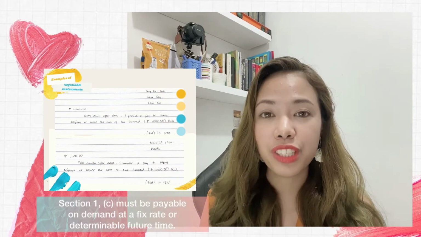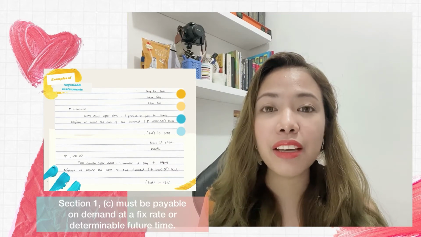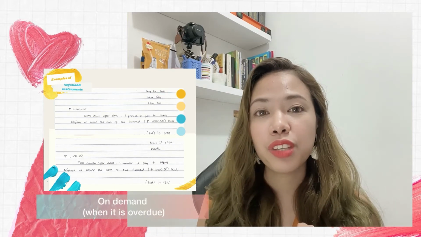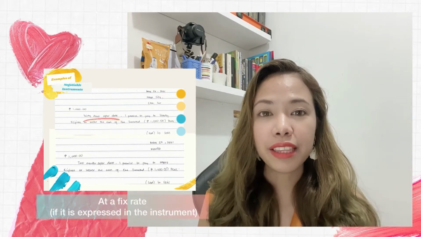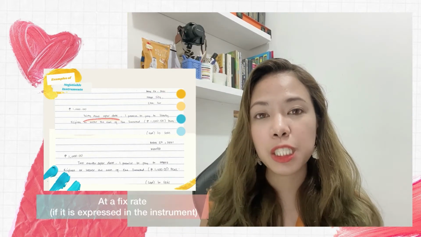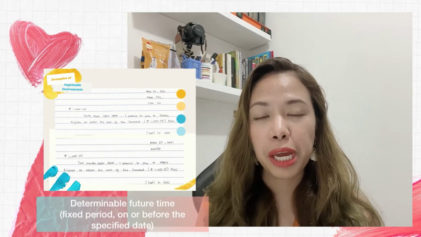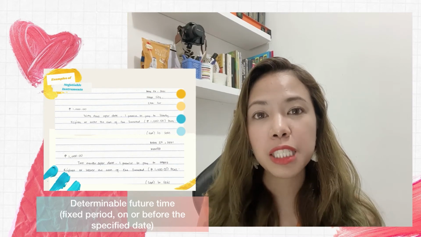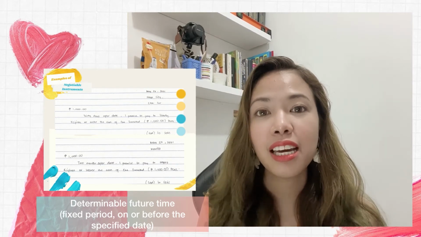Section 1, letter C, it must be payable on demand, at a fixed rate, or determinable future time. On demand, meaning to say it is overdue. At a fixed rate, meaning to say it is expressed. Determinable future time, meaning to say there is a fixed period on or before a specified or a specific date.